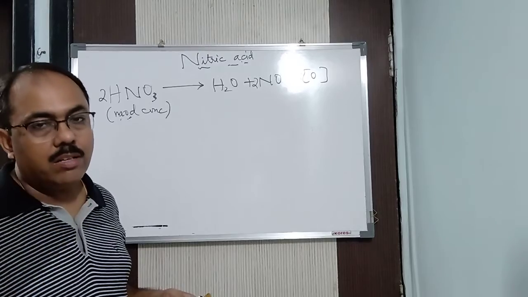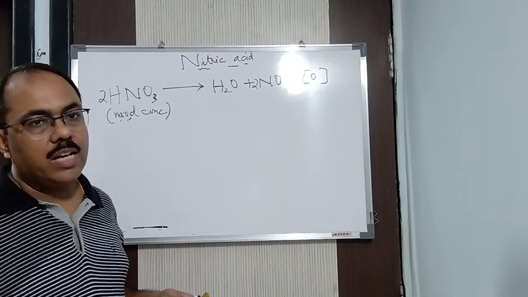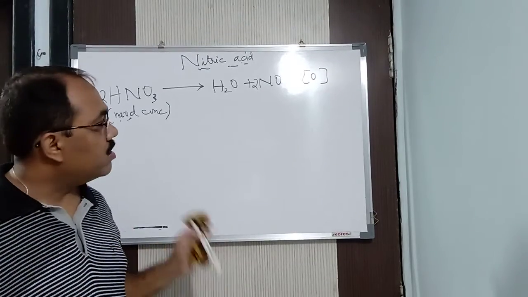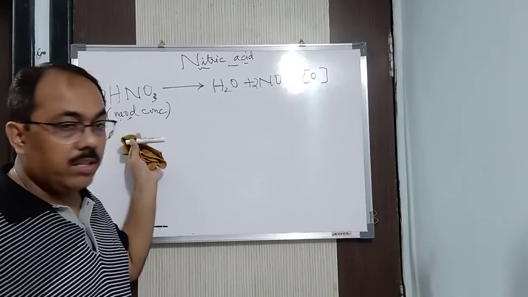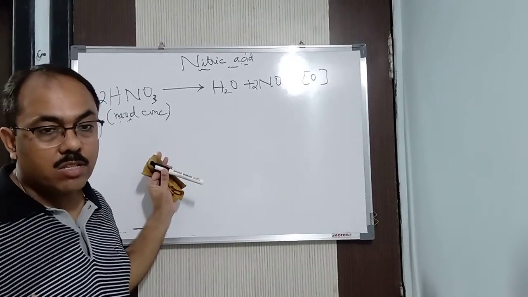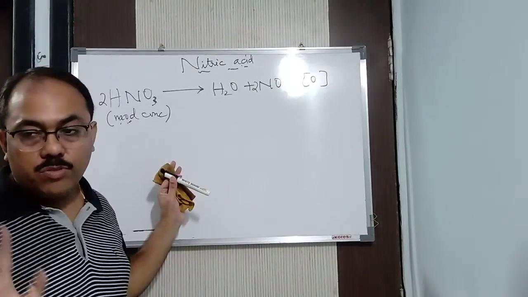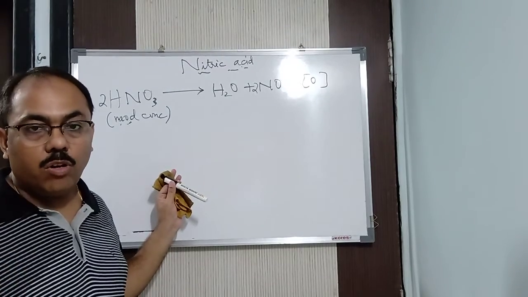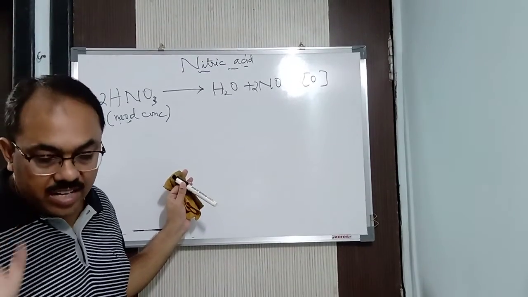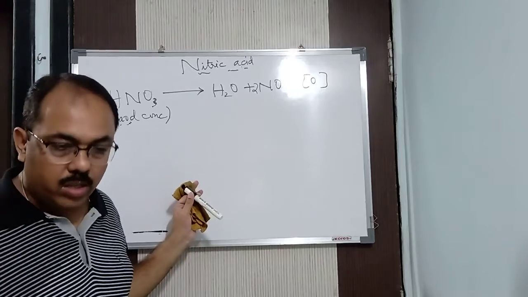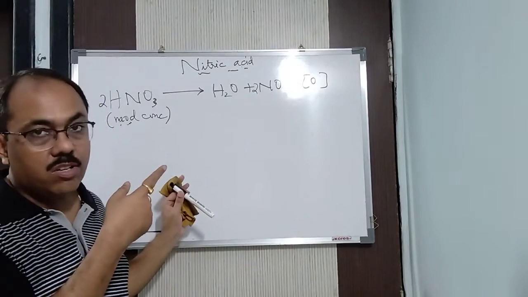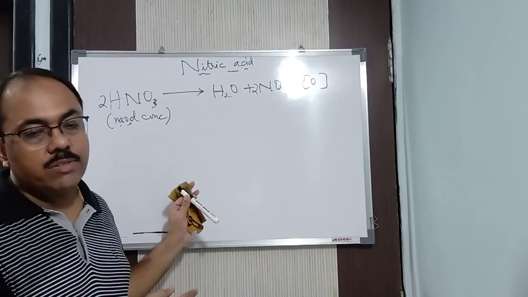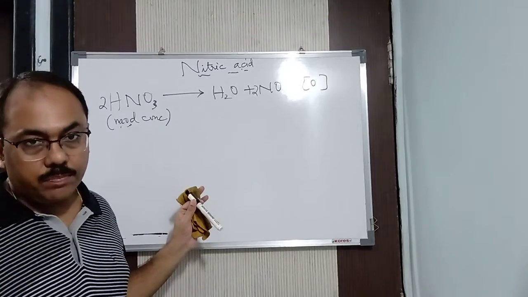So when metals generally react with it, hydrogen gas is not evolved. See here, the copper reaction which you saw, hydrogen gas is not evolved, never will it be evolved. Suppose you do it with zinc, hydrogen gas is not evolved. Why? Because it oxidizes hydrogen to water. How does it oxidize? Because the nascent oxygen which is evolved reacts with hydrogen and gives water.